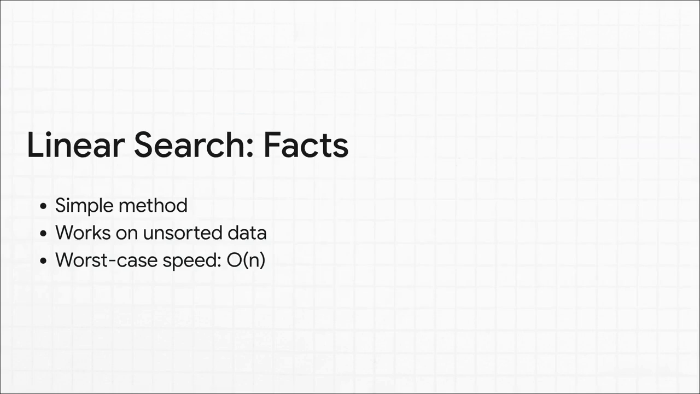So here's the bottom line for linear search. Its greatest strength? It's dead simple. Super easy to implement, and it works on any kind of list, whether it's sorted or a total mess. But its weakness is speed. That O(n) notation you see just means in the worst case scenario, like if the item is at the very end or not even in the list, you have to look at every single thing.